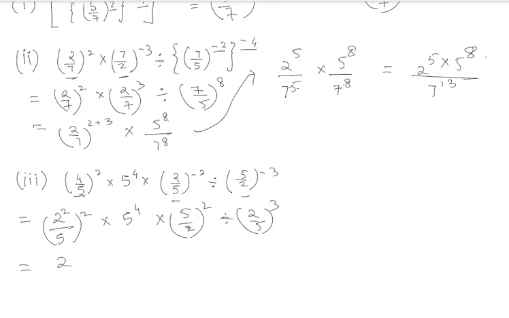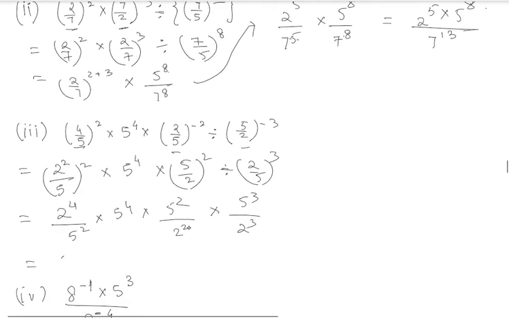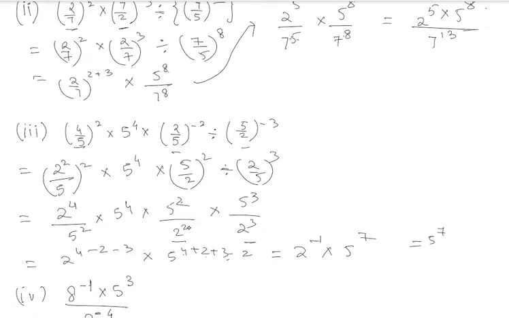So this becomes, separating the powers, 2 to the power of 4 by 5 square into 5 to the power of 4 into 5 square by 2 square. This division sign becomes multiplication, so 5 cube by 2 cube. So taking the same bases together, I get 2 to the power of 4 minus 2 minus 3 into 5 to the power of 4 plus 2 plus 3 minus 2. So that becomes 2 to the power of minus 1 into 5 to the power of 6 plus 3 is 9 minus 2 is 7. So that is 5 to the power of 7 by 2.